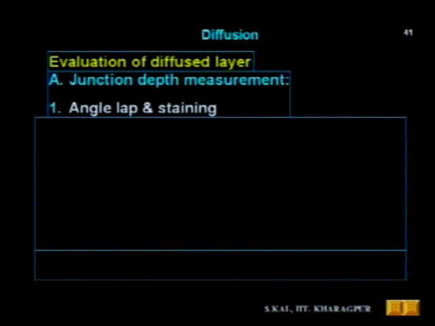The sheet resistance or resistivity of silicon will give you an idea of how much dopant atom has been incorporated into the silicon crystal. If the incorporation of dopant atoms is more and more, then obviously the resistivity of that particular layer will be lower. Conductivity will be more, so resistivity will be lower. So that will give you an idea, and from there some relations are available.